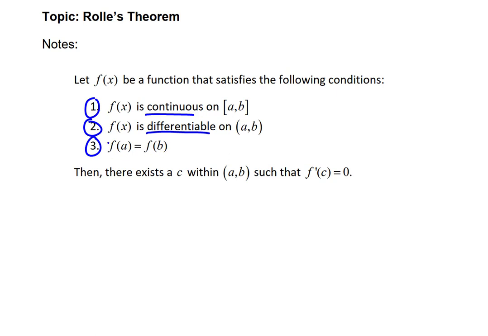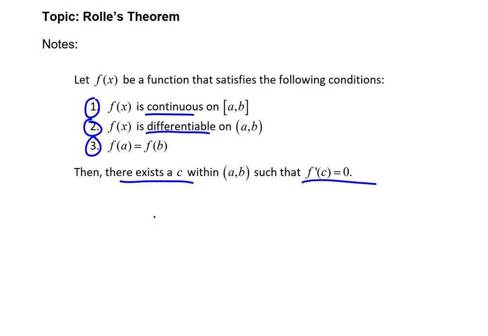If these conditions are met, then what this theorem says is that there exists a c within the open interval from a to b, such that f prime of c equals 0.